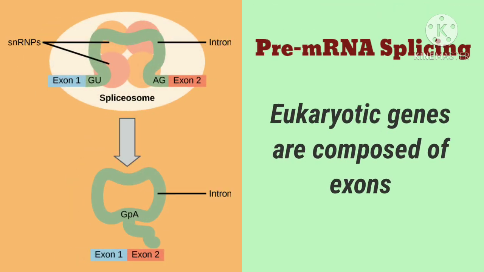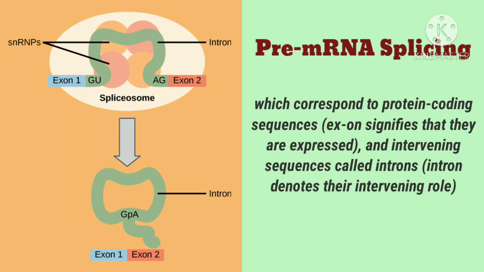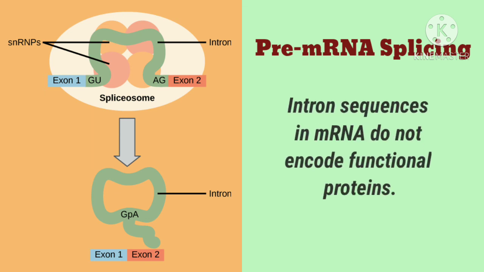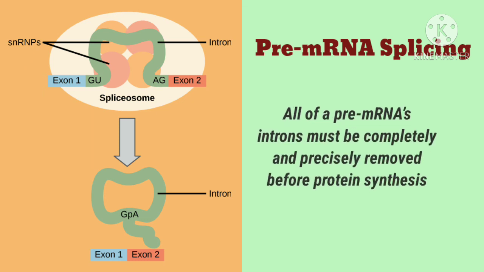Pre-mRNA splicing. Eukaryotic genes are composed of exons, which correspond to protein coding sequences, and intervening sequences called introns, which are removed from the pre-mRNA during processing. Intron sequences in mRNA do not encode functional proteins. All of a pre-mRNA's introns must be completely and precisely removed before protein synthesis.